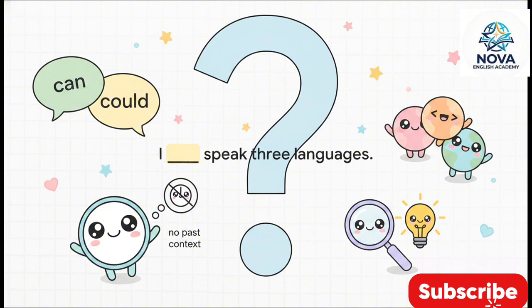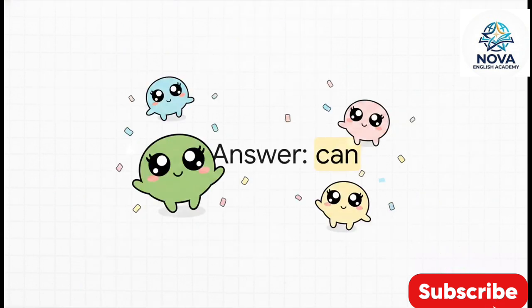Let's look at the context. There's no mention of the past here, is there? So, what do you think? Go ahead and shout out your guess. If you said can, you are absolutely right. Fantastic job. The correct sentence is, I can speak 3 languages. Since speaking 3 languages without any mention of a past time frame means we're talking about a present ability, a skill you have literally right now, can is always our winner.